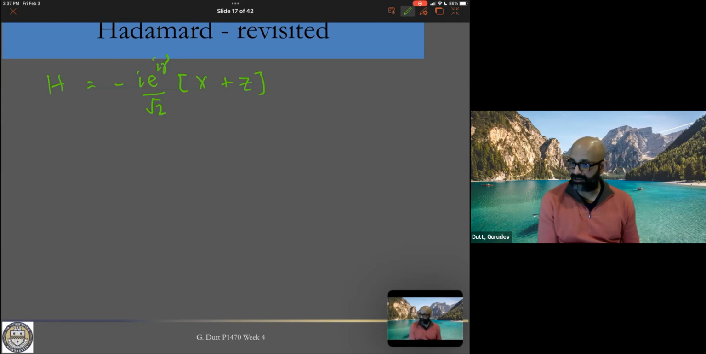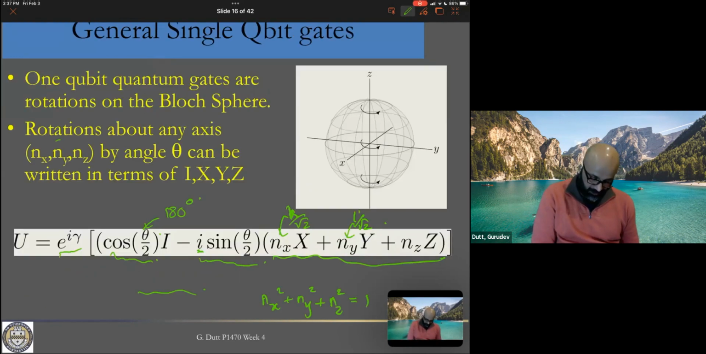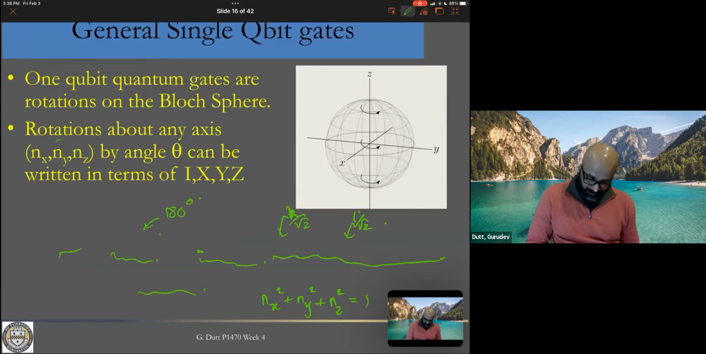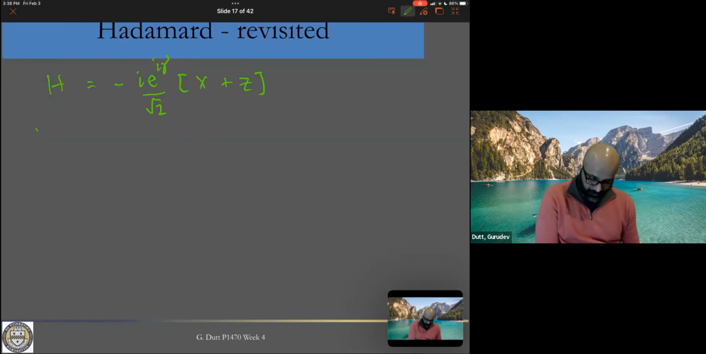Now we need to verify that this indeed does what we claim. That is, that it takes the state 0 to the state plus and the state 1 to the state minus, right? That was how we defined this Hadamard gate over here. If you look back here, this is our definition of the Hadamard gate. So now let's verify that that is indeed the case. So H acting on the state 0 is now minus i e to the i gamma over √2 times the Pauli gate X plus Pauli gate Z acting on the state 0.